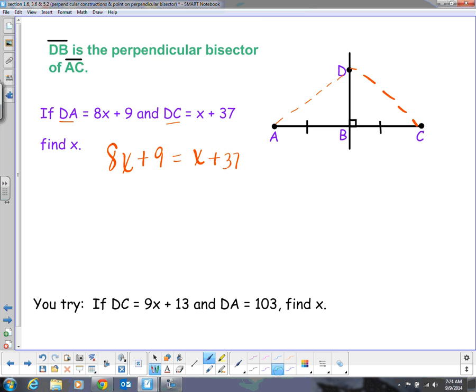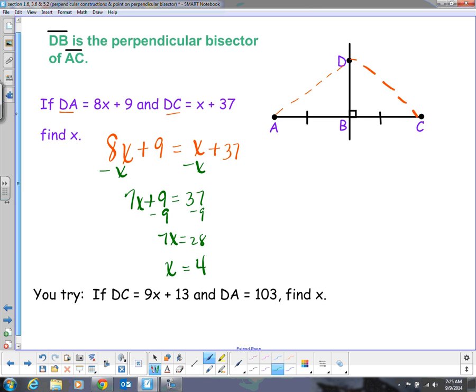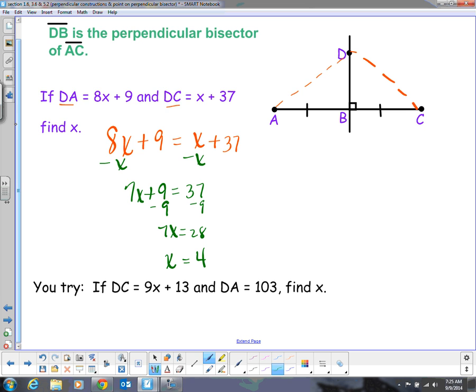No. So if we solve, we're going to subtract x. So you're going to have 7x plus 9 equals 37. You're going to subtract 9. So you're going to have 7x equals 28. You're going to divide by 7, so x is equal to 4. So now I want you to try this one.